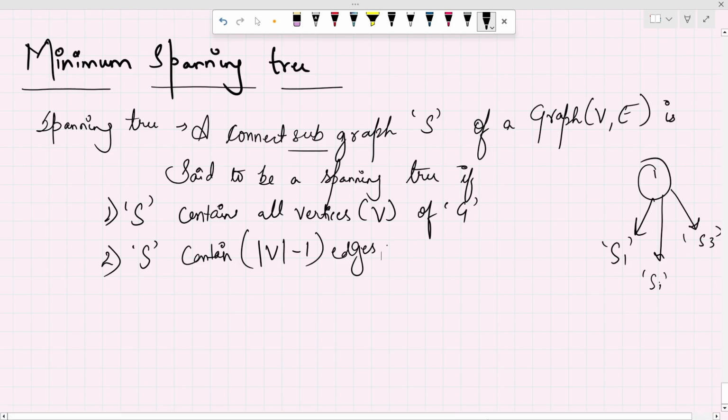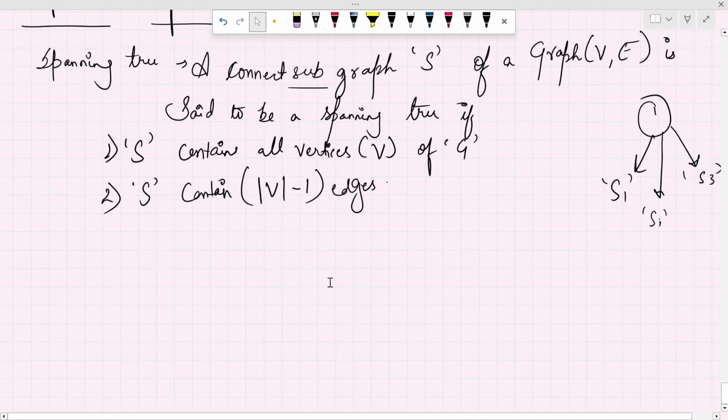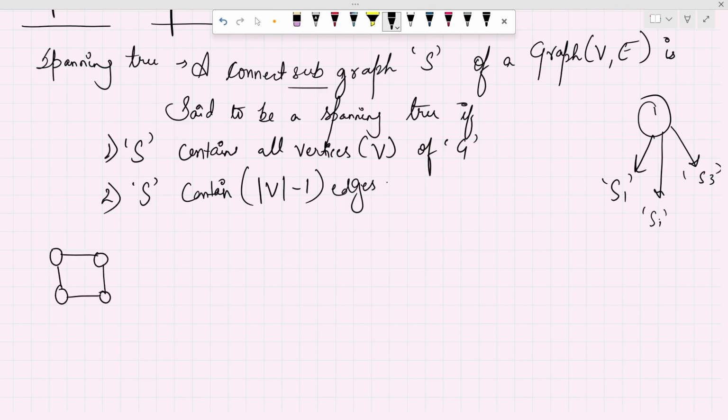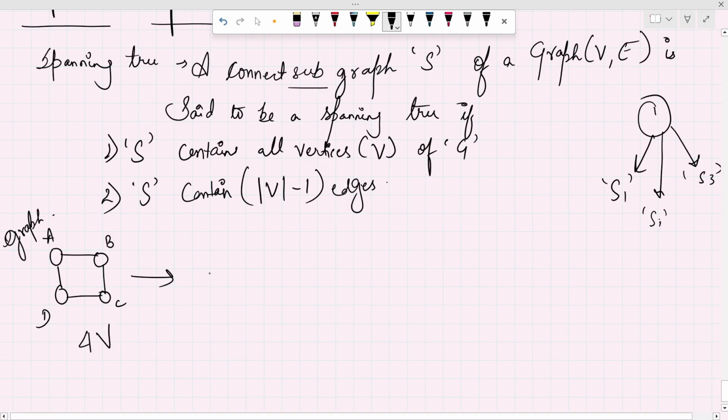Now let's take an example and understand these two key points. Let's say we have one graph, which is connected to each other, with vertices A, B, C and D. Now how can we form a spanning tree? A spanning tree is a connected subgraph which contains all the vertices. The main graph has four vertices, so in the tree there are also four vertices. The second point says that the spanning tree should contain V minus 1 edges.